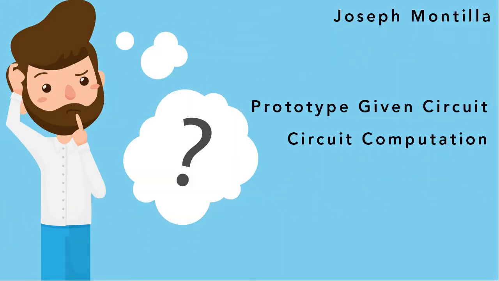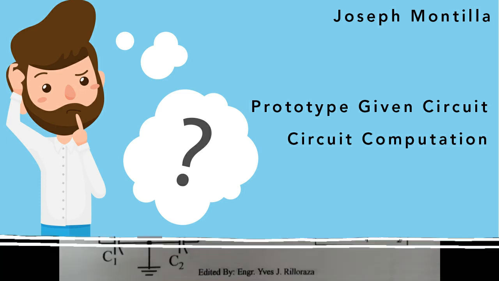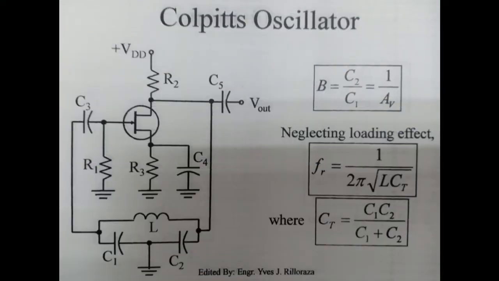Colpitts oscillator uses a capacitive voltage divider network as its feedback source. Two capacitors, C1 and C2, are placed across a single common inductor as shown. Then, capacitors C1 and C2 and the inductor form the tuned tank circuit, with the condition for oscillations being XC1 plus XC2 is equal to XL, the same as for the Hartley oscillator circuit.